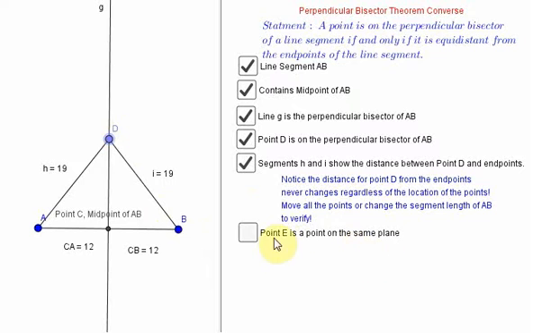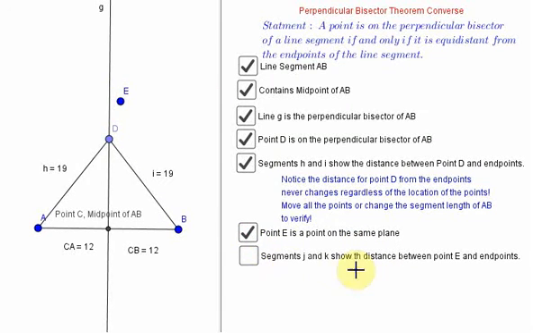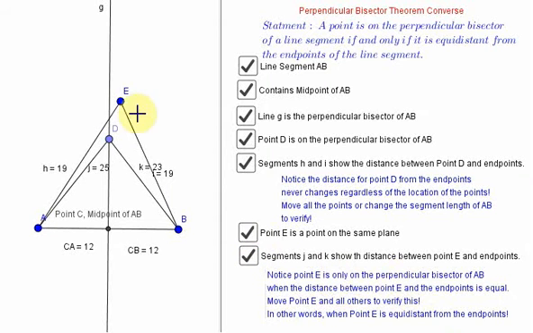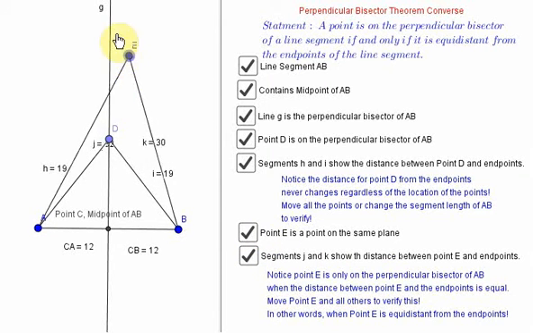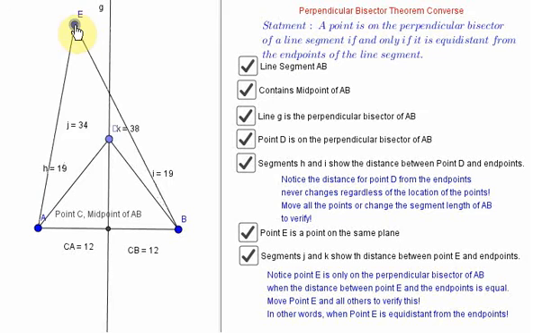Now point E is on the same plane, and the segments J and K show the distance between point E and the endpoints. But notice the distance between point E and the endpoints is not equal. It is 33 units away from A and 37 units away from B.